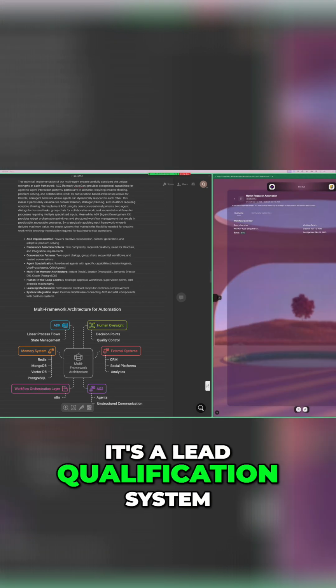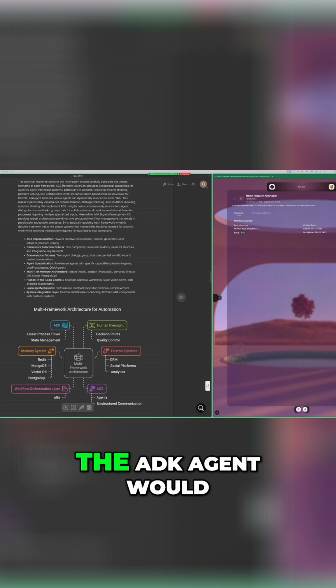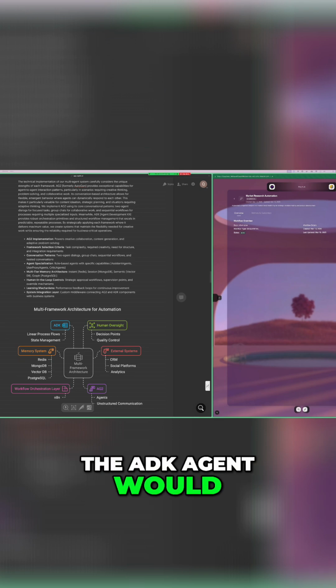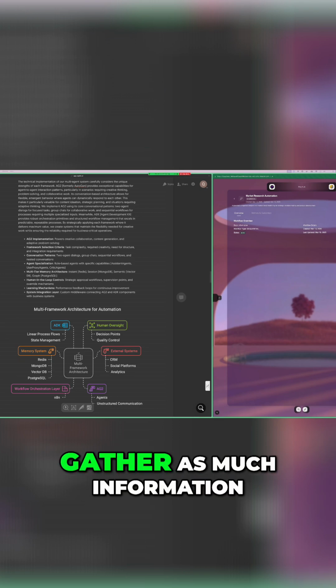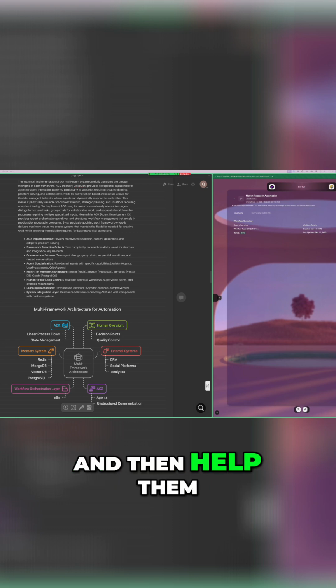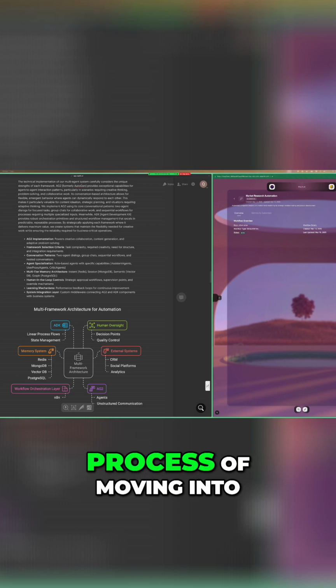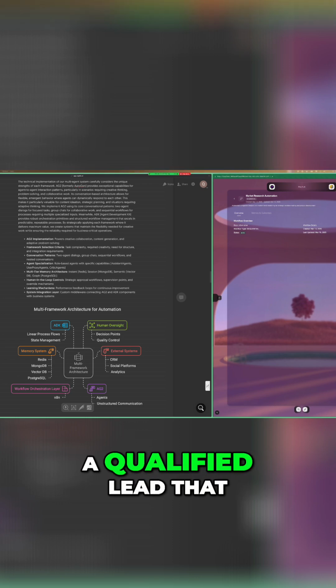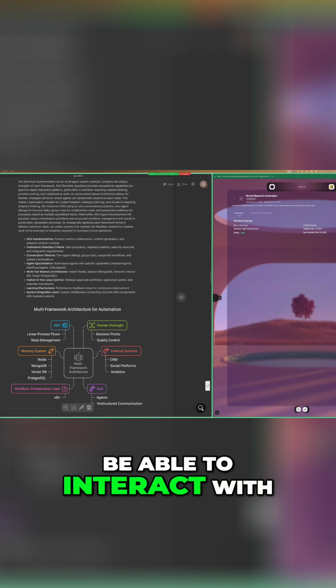So let's say it's a lead qualification system. The ADK agent would talk to the customer, gather as much information, and then help them start getting on their process of moving into a qualified lead that then a human can interact with.